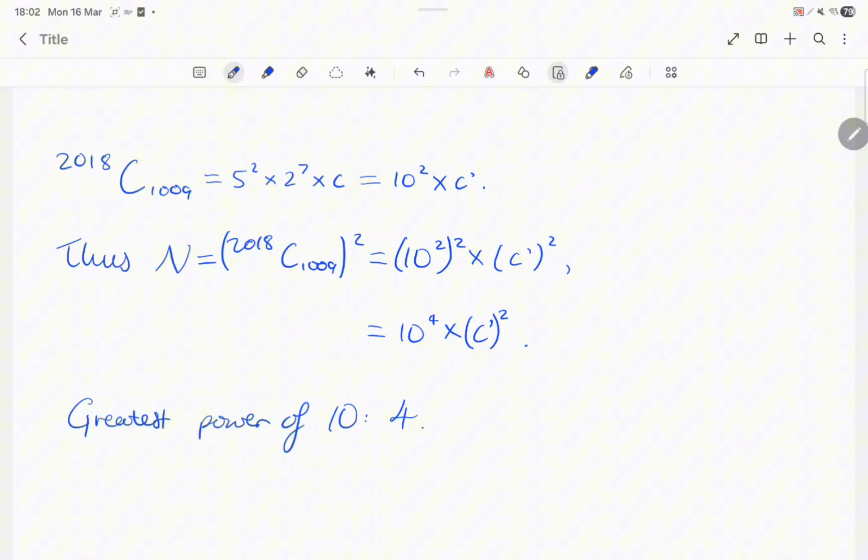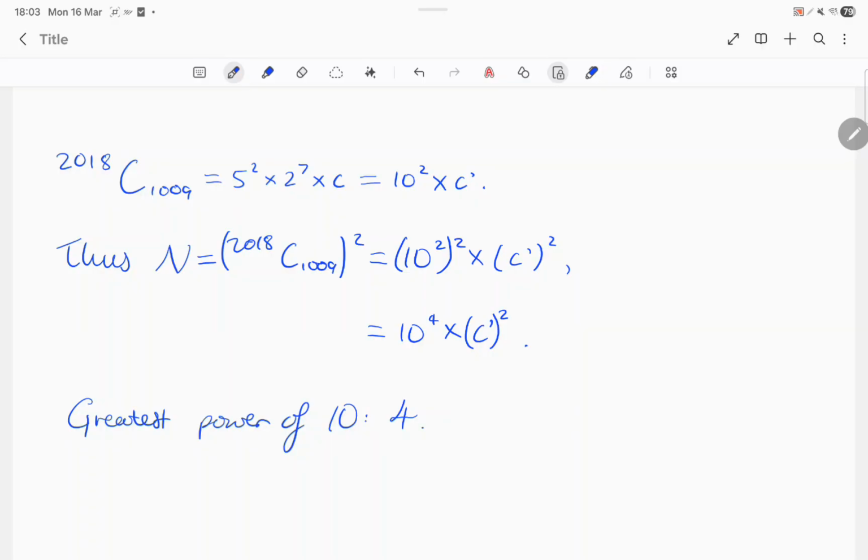Therefore, in total, the expression 2018 choose 1009 is equal to 5 squared times 2 to the 7 times c, where c is a number that does not contain 2 or 5 in its prime factorization, and therefore it is equal to 10 squared times c prime, where c prime does not have any 10's in its factorization.